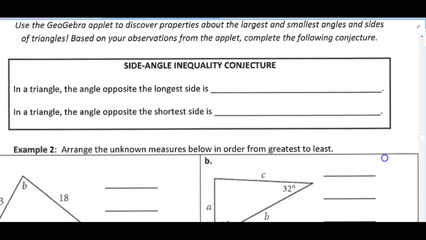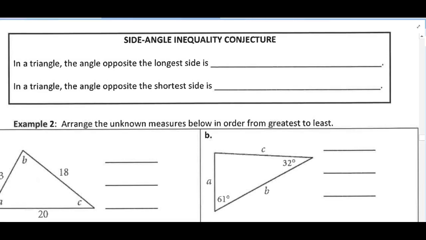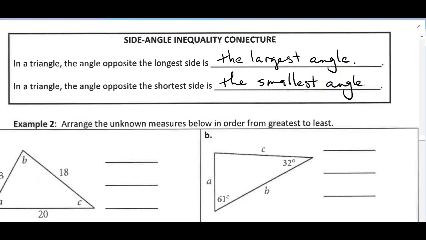And that brings us to the side angle inequality conjecture. So basically what this says is, in a triangle, the angle opposite the longest side is the largest angle. And in a triangle, the angle opposite the shortest side is the smallest angle. Okay, so if we're looking for the smallest and the largest sides, they're going to be opposite the smallest and the largest angles.